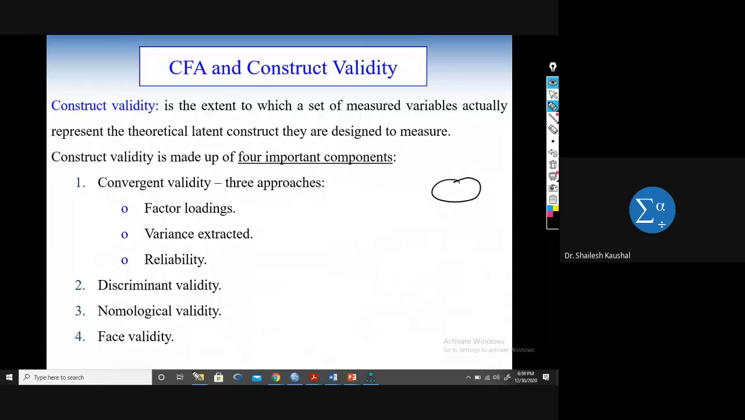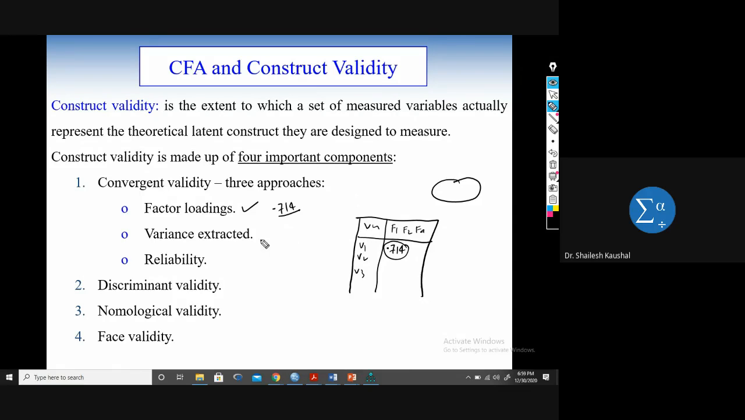Now the 3 approaches. For example, I want to find the convergent validity of this construct. This is my factor matrix, with factors f1, f2, f3, f4, and the variables are questions v1, v2, v3. One is factor loading, and this should be greater than 0.7. So the factor loading value should theoretically be greater than 0.7.